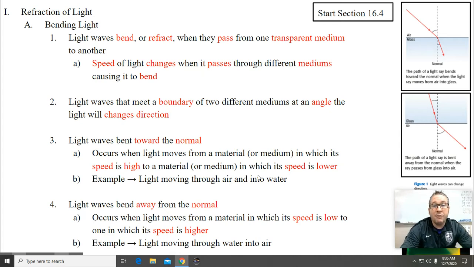When light waves bend away from the normal, this happens when light is going from a material that is slow speed to a material that is high speed. So we go from water to air. So we can get differences. We can get ones that are going to have much sharper angles or ones that are going to have much greater angles, depending on where it's traveling from and where it's going to.